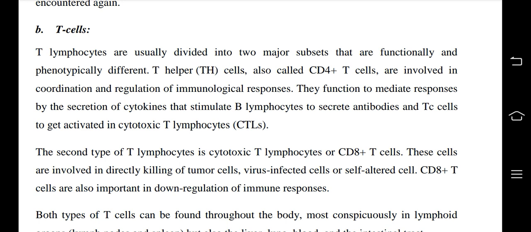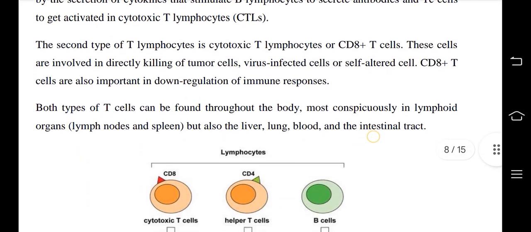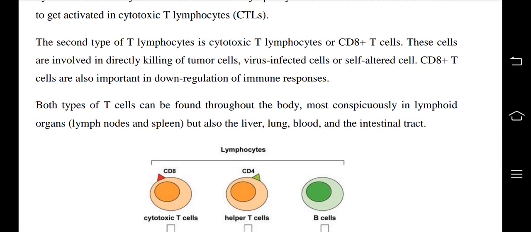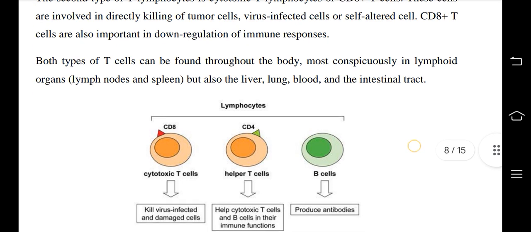The second type of T lymphocyte is the cytotoxic T lymphocyte, or CD8 plus T cells. These cells are involved in directly killing tumor cells, virus-infected cells, or self-altered cells. CD8 plus T cells are also important in downregulation of the immune response. Both types of T cells can be found throughout the body, most conspicuously in lymphoid organs, lymph nodes and spleen, but also the liver, lung, blood, and the intestinal tract.